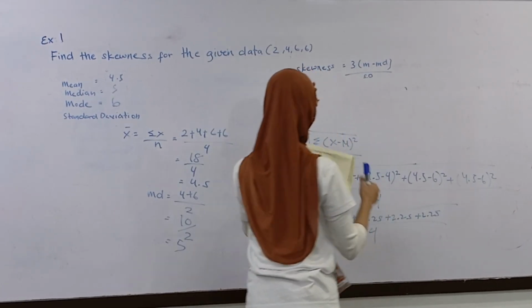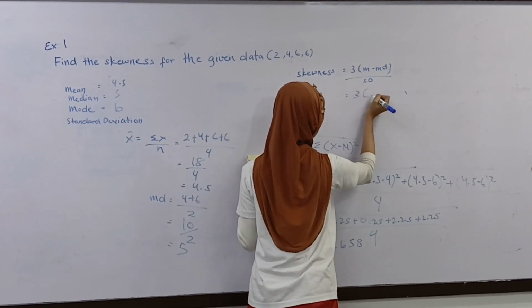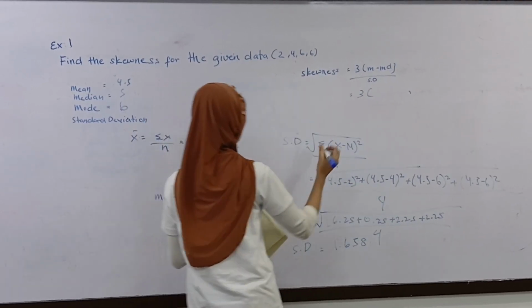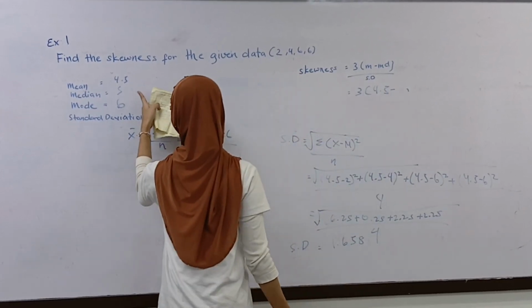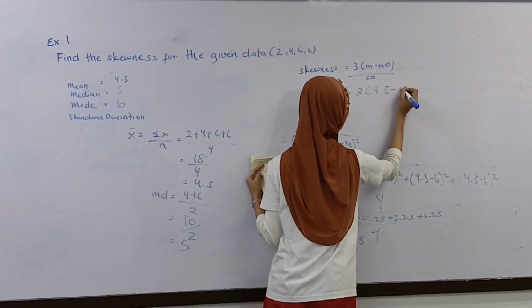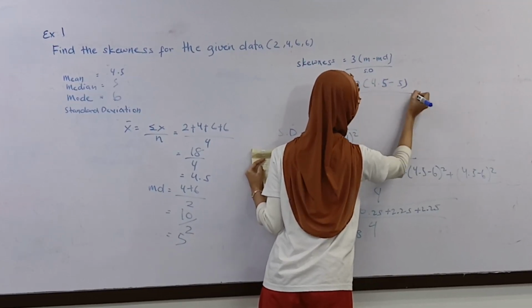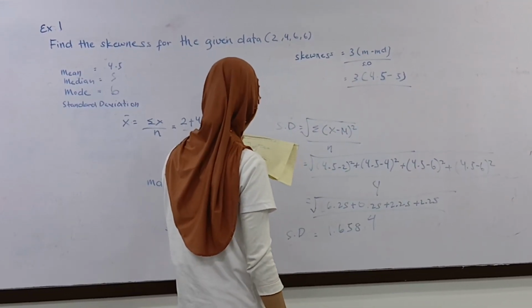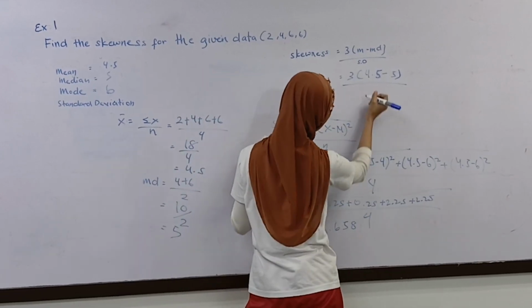Now, let's solve for the skewness. The skewness is 3 times the value of the mean, which is 4.5, minus the value of the median, which is 5, over the standard deviation, which is 1.658.